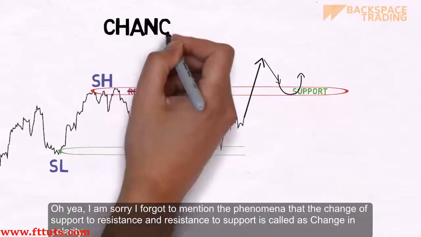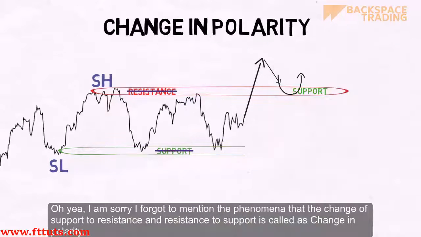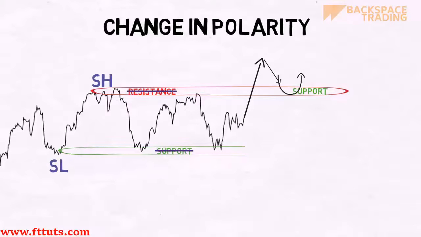Oh yeah, and by the way, I forgot to mention the phenomenon that the change of support to resistance and resistance to support is called change in polarity. It's just a term, okay? Please don't worry about the terms. All you need to worry about is the visual pattern on the chart. If you can identify those, you are good to go.